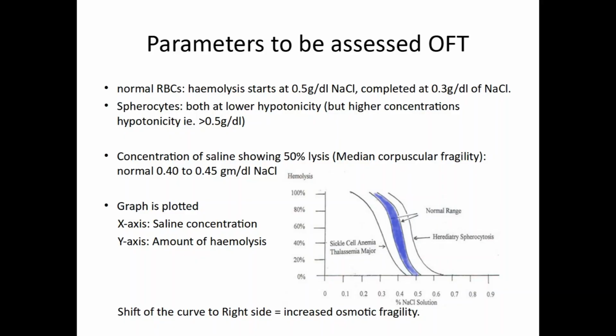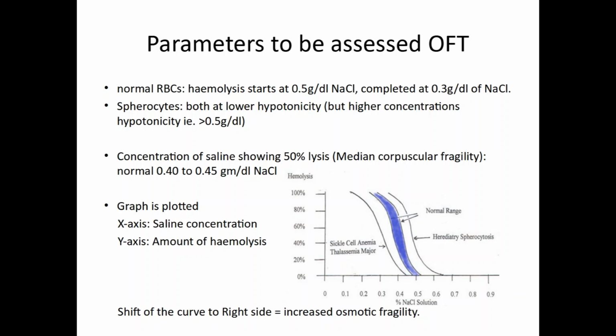Normal RBCs will undergo hemolysis at 0.5 gram per deciliter of sodium chloride concentration, and the hemolysis is complete at 0.3 gram per deciliter of sodium chloride. However, in spherocytes, both occur at lower levels of hypotonicity.